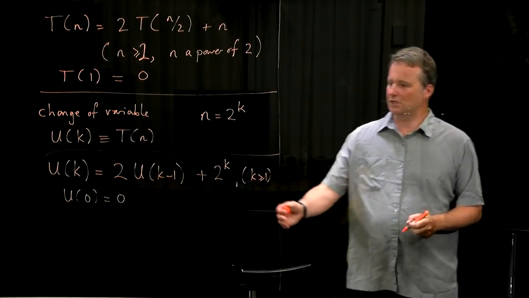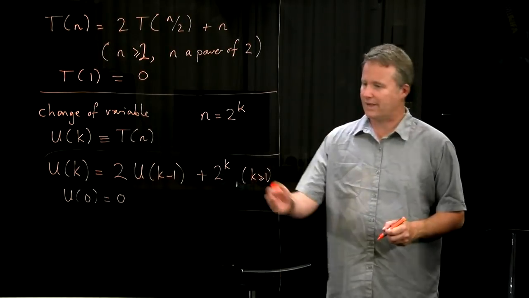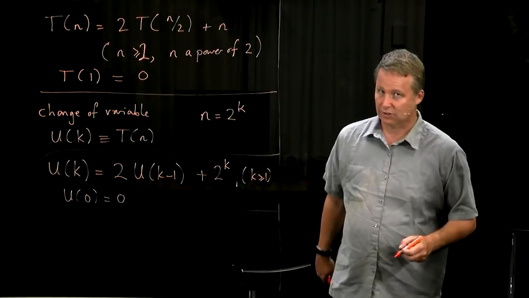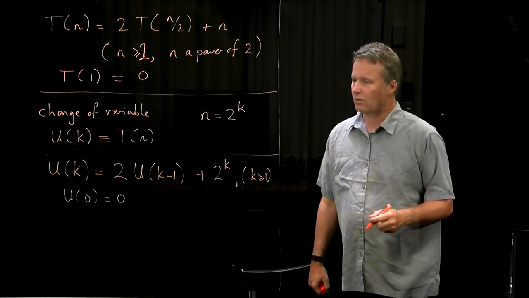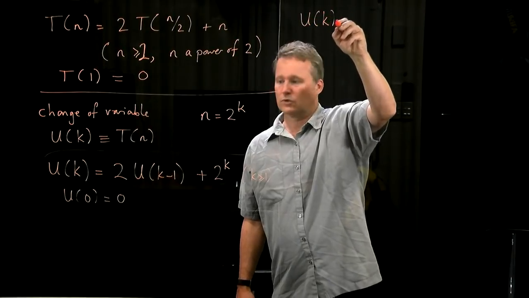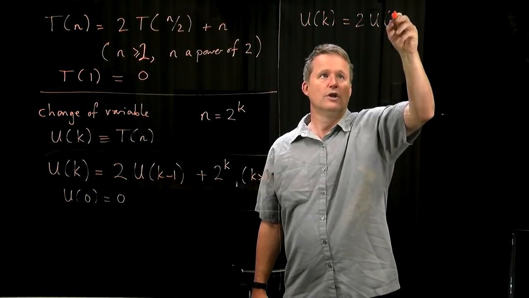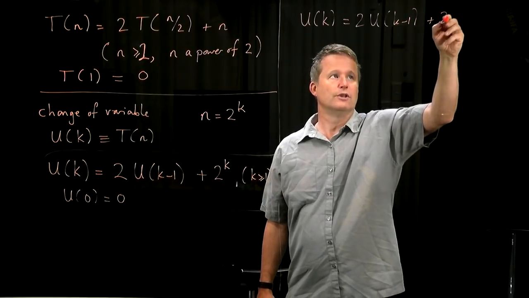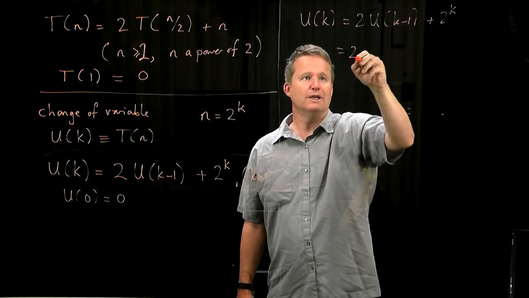Now this is pretty similar to the one we just did. There we had a 1 on the right hand side, now we have a 2 to the k. It's slightly more complicated, but not too bad. I'm going to do it from the top down. U of k is 2u of k minus 1 plus 2 to the k. I'm going to do it again.